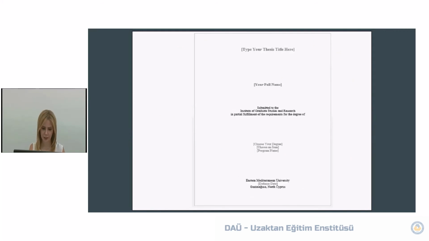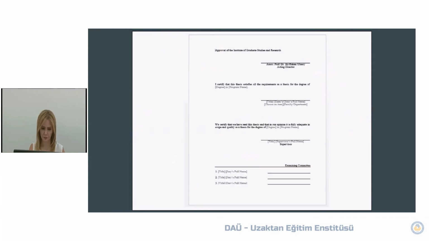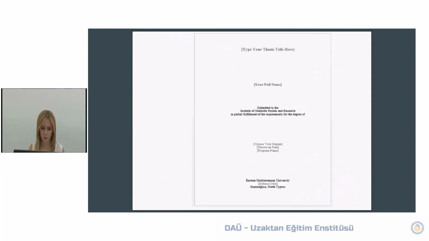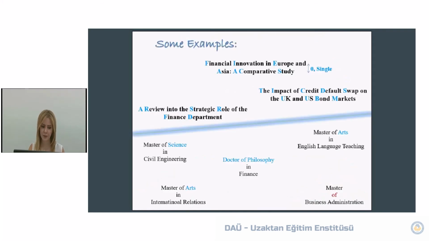So choose your degree, it means that Master of, choose an item, is in between, and program name is like civil engineering, finance, international relations. So for all the majors, we will select in.